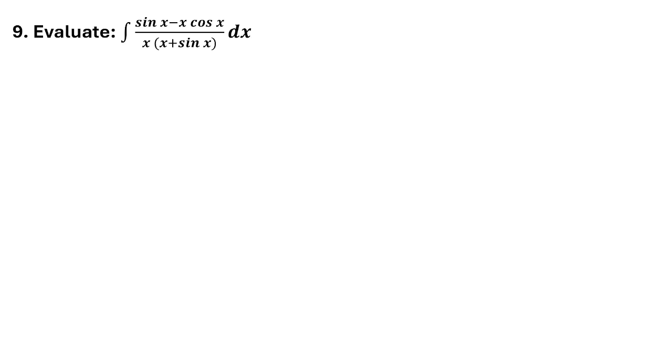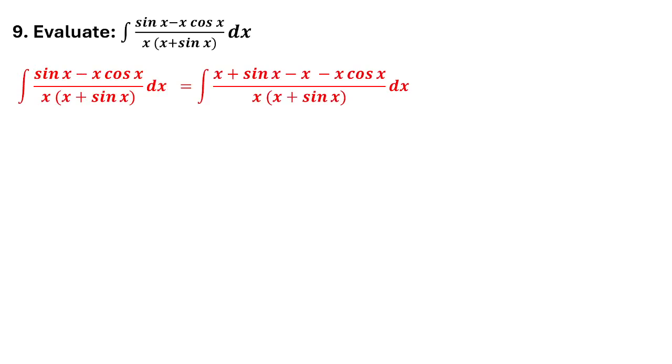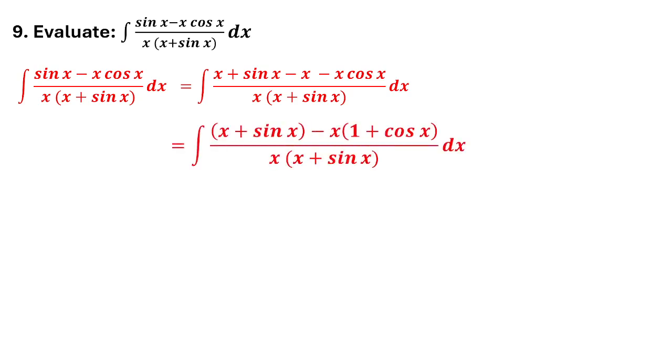Go to question number 9. Sin x minus x cos x by x into x plus sin x into dx. That is, we have to do some alteration so that we can do this problem by substitution. How to do it now? Add and subtract x in the numerator. Now you take it out. X plus sin x outside minus x into 1 plus cos x is the second term.